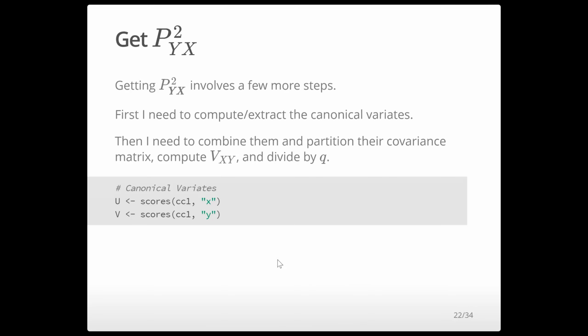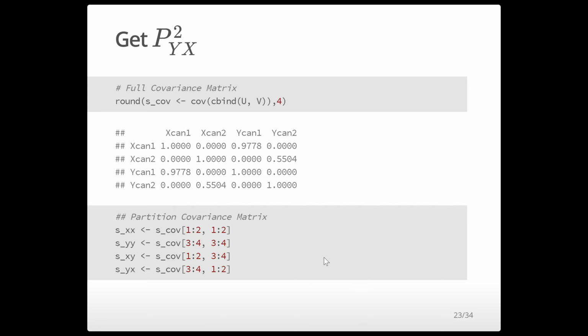Getting p squared yx involves a few more steps. First, I need to compute or extract the canonical variates. Then I need to combine them and partition their covariance matrix, compute this vxy statistic. This is not the same as the v variate. This is a statistic, and divide by q. So first I'm going to combine the canonical variates together. I'm just rounding off here just so we can see it a little bit better.